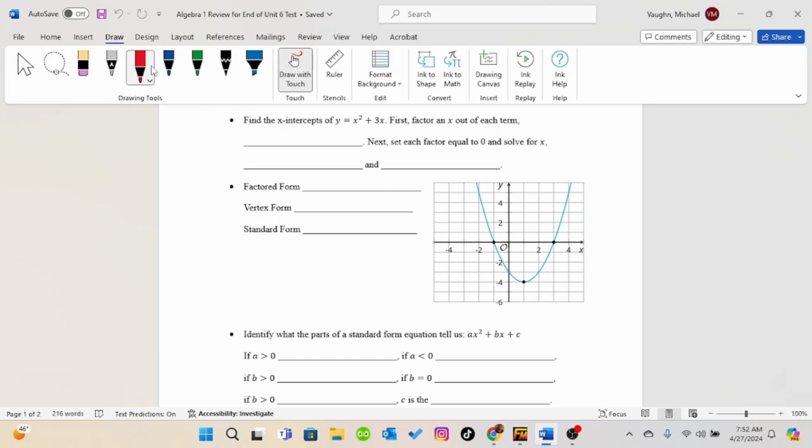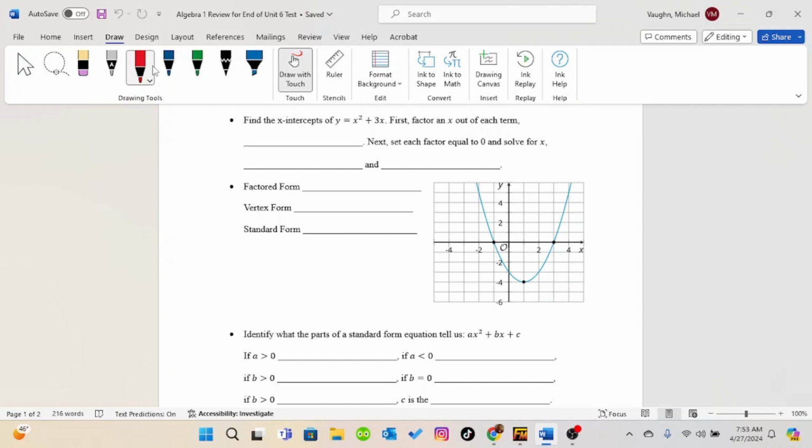Welcome to the Algebra 1 review for end of Unit 6 test. As long as you understand the concepts that I cover in this study guide, you should do just fine on the test, which will be tomorrow, Tuesday.